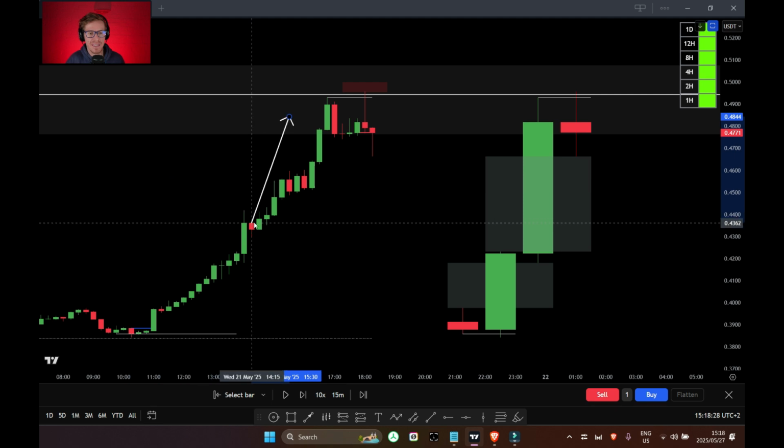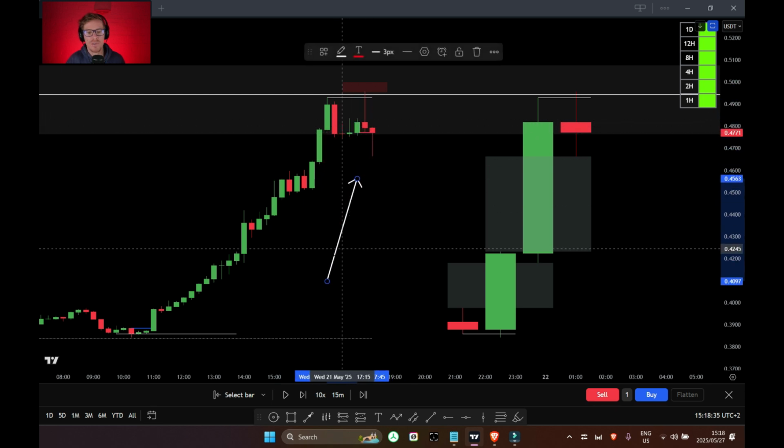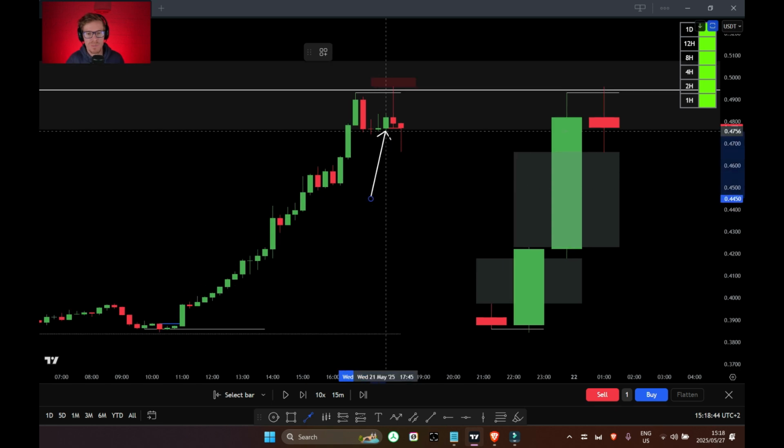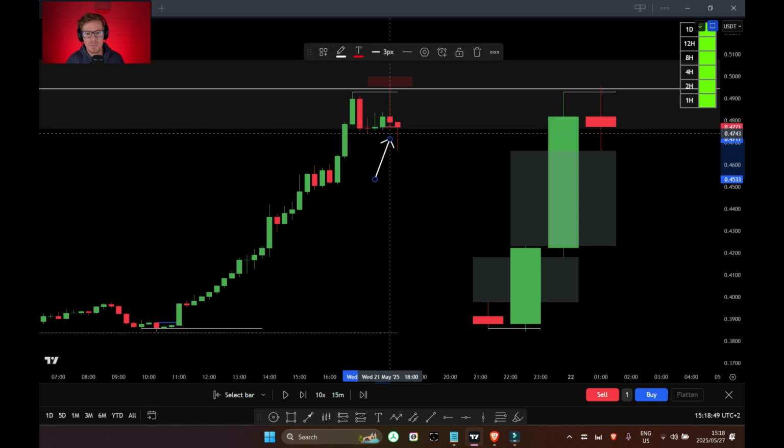So you can see in this example, price has swept out the highs of the previous candle and swept out the high of the swing high point that we marked out on the higher time frame. It's also marked out the CISD level. You can see this red line that's being produced under there.